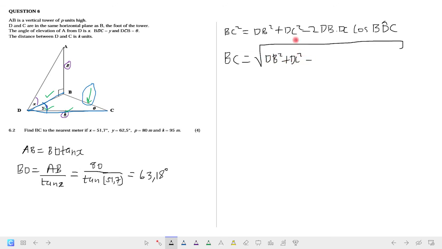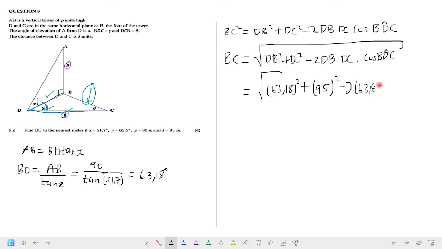squared minus 2 DB DC cos of BDC. So let's go ahead and substitute there and then press everything on the calculator. Now DB we just calculated, it is 63,18 squared plus DC is K, and they said K is 95 squared, minus 2 times 63,18 times 95 times cos, what is BDC? BDC is y, which is 62,5. Put all of that in a square root.